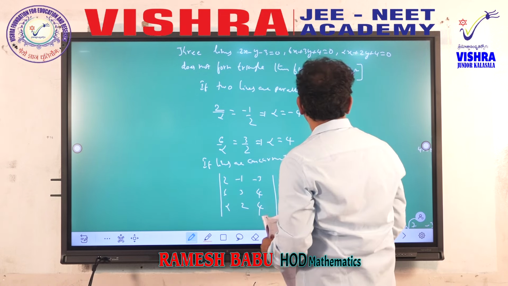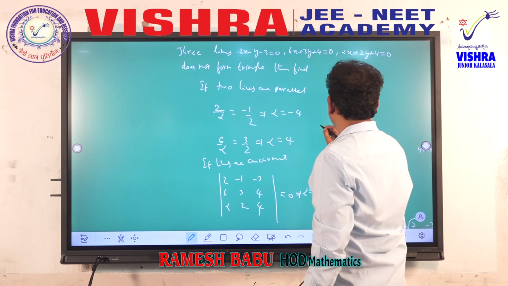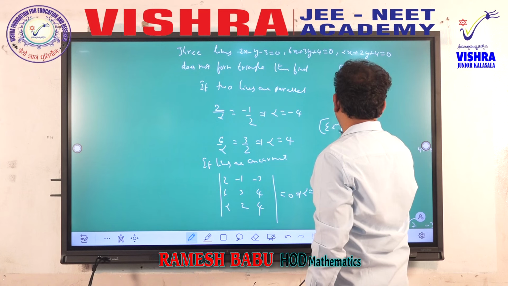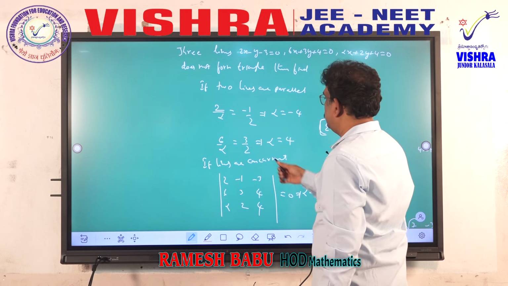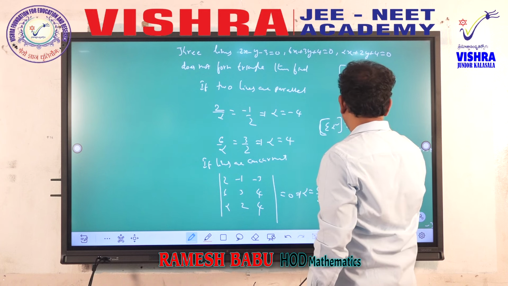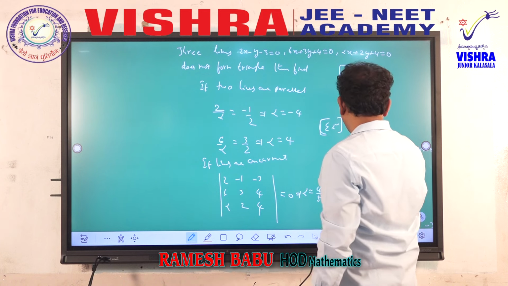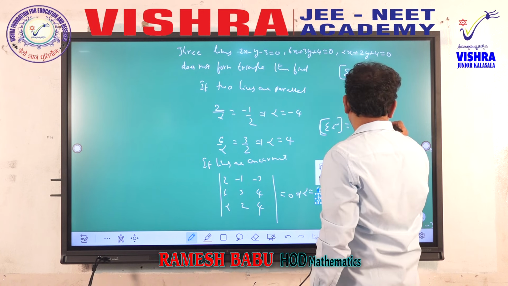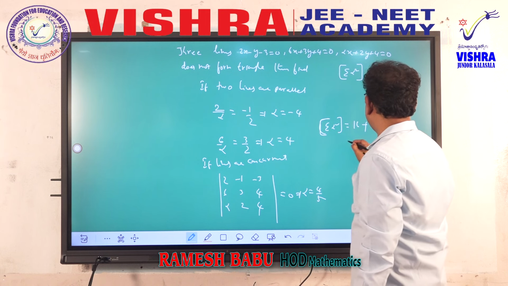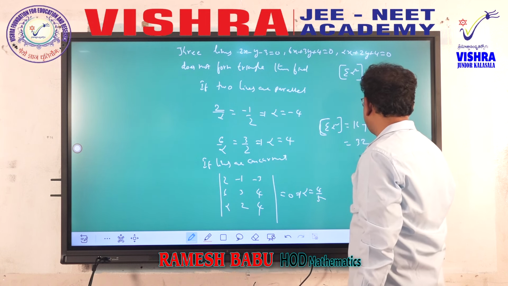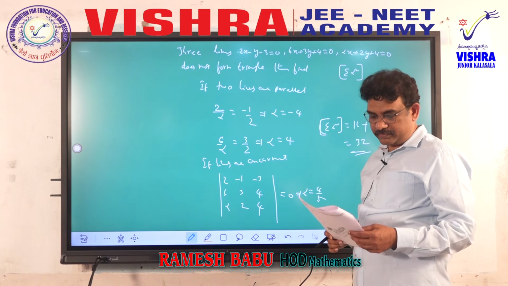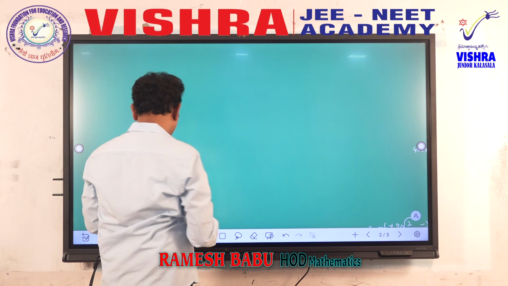Now, sigma alpha square means: first this is 16, plus this is 16, plus the square of 4 by 5, which is 16 by 25. So the sum is 16 plus 16, which is equal to 32. So the answer is 32.